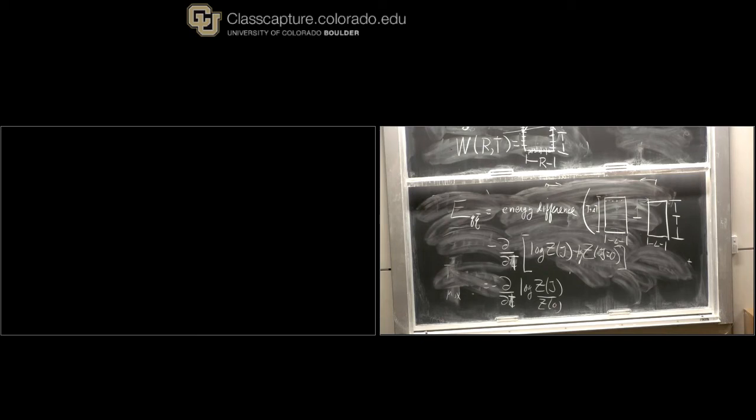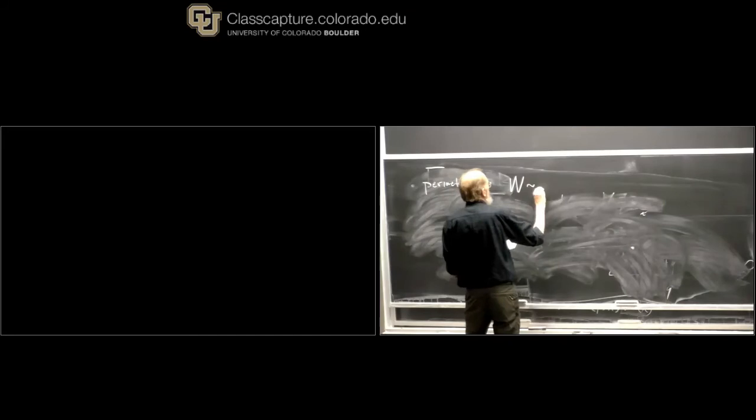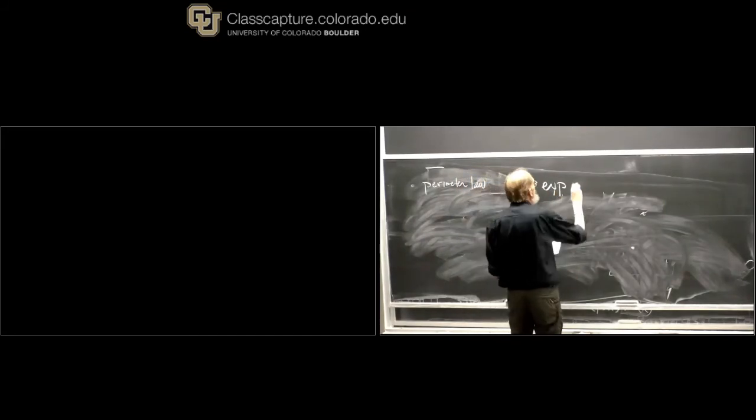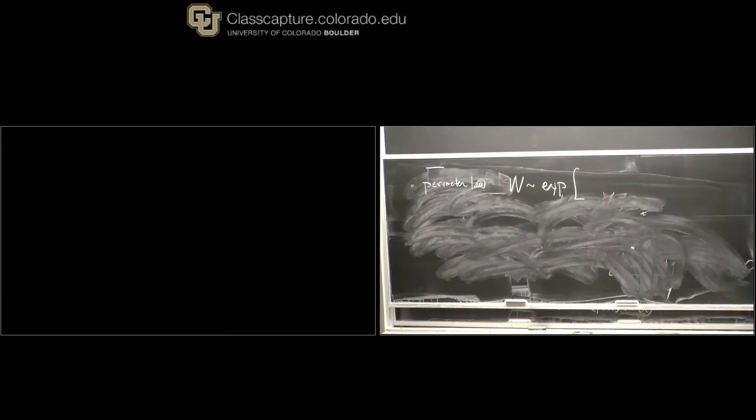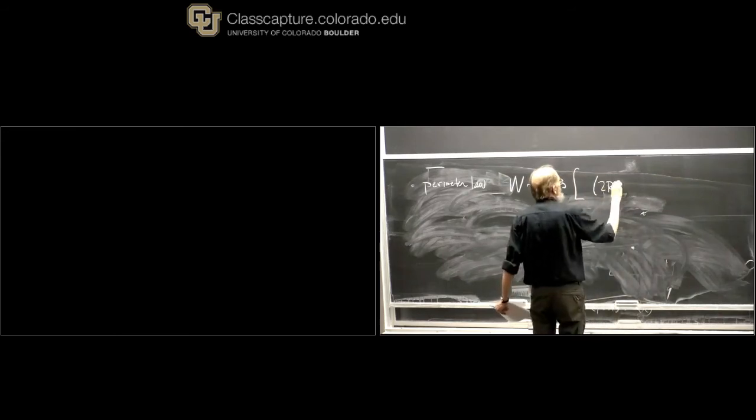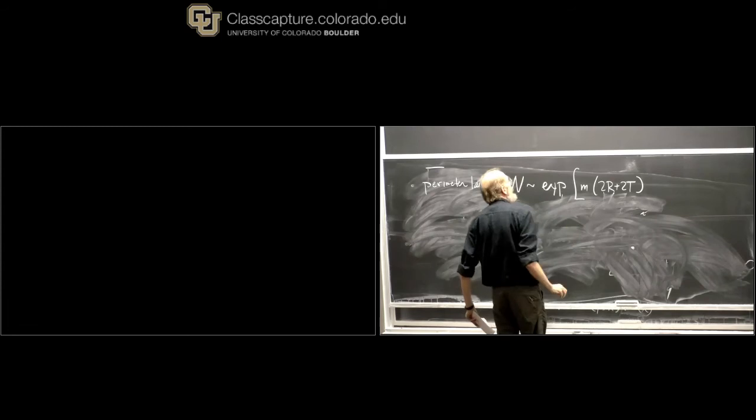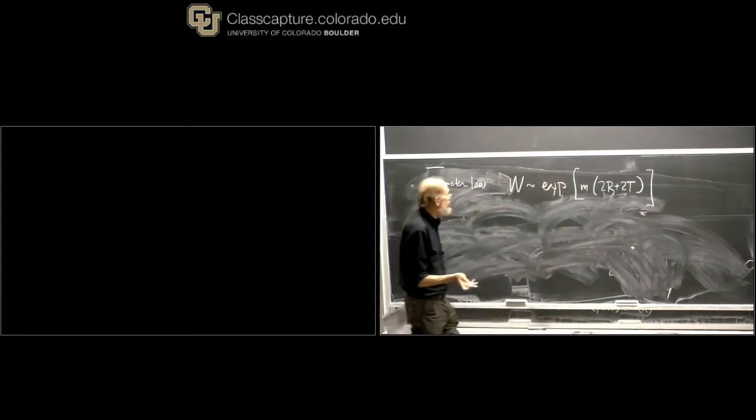Okay, so let's go back and think about possibilities. Some of them you may have done as homework problems, not the interesting ones. So there's a lot of possibilities. One of them is called a perimeter law. Okay? And that's where W goes like e to the minus the perimeter. The perimeter for this thing is 2R plus 2T. Let me just call the coefficient here m, just for the hell of it. Suppose you had a perimeter law.